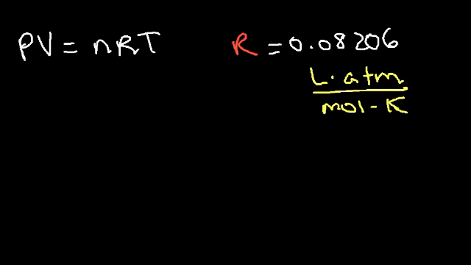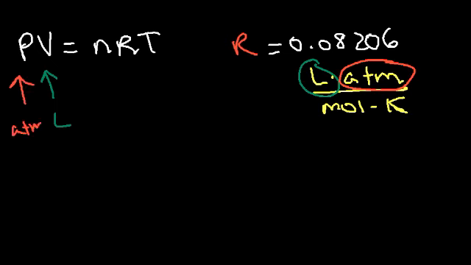So whenever you have an R in the equation, notice that if you use the 0.08206 value, you have the units liters, which means that the volume has to be in liters. And notice that we also have atm. So pressure has to be in atm. It can't be in torr. It can't be in millimeters of mercury. You need to convert it to atm.